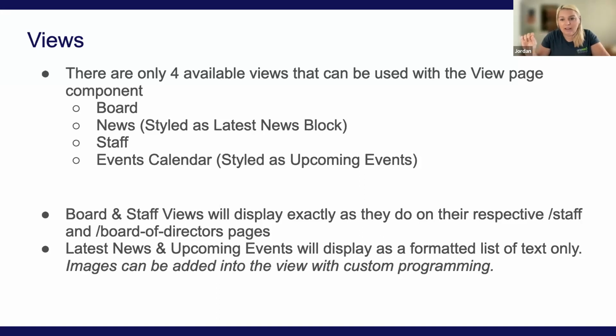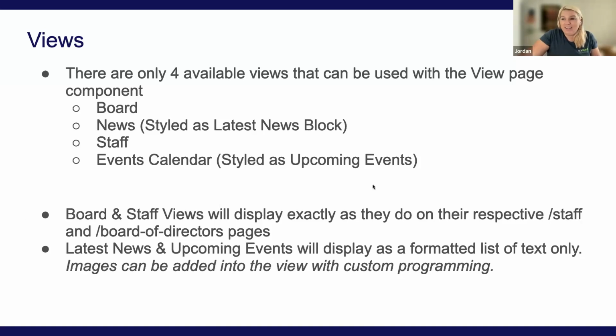It's going to have a title and a link to go to that news article. And then the events calendar is going to be styled as an upcoming events block. So it's going to list the event date, the event title, the start time, and then a link to that event. They are text-only views for the news and the events. We can add pictures in, but that just costs some programming time to make that work. So it's not impossible, it just needs a little extra coding. The board and the staff views will come through with pictures. So if you want to use the view component, these are your 4 options: board, news, staff, and events calendar.